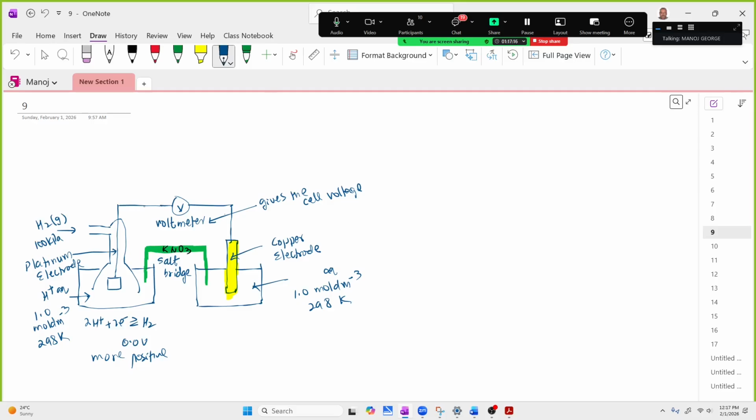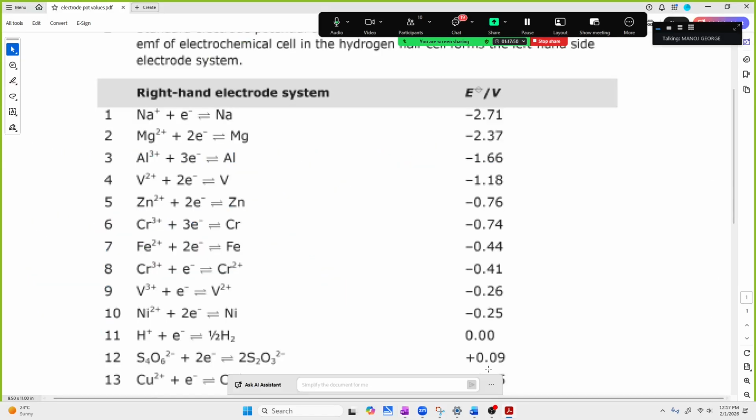So what I've done is, this is another example. Another example of a metal in contact with its ions in solution. So it's still case 1 example. But this time the metal which I have used is copper. So if you look at your data sheet, please look at equation number 13.